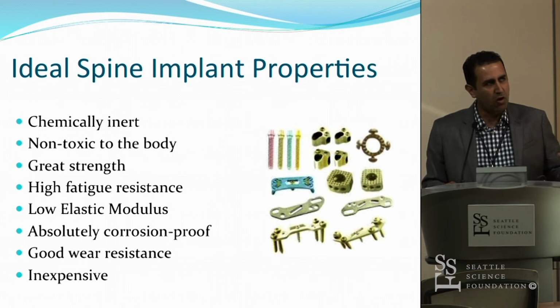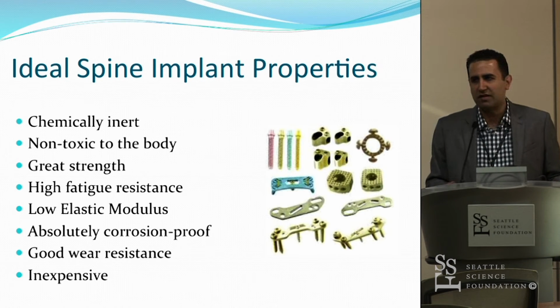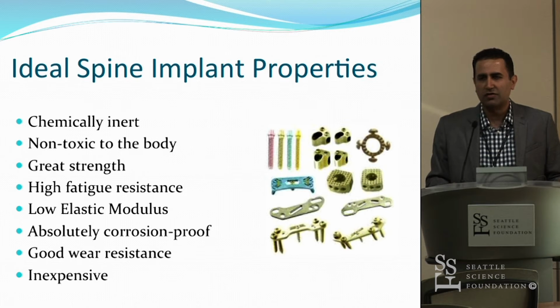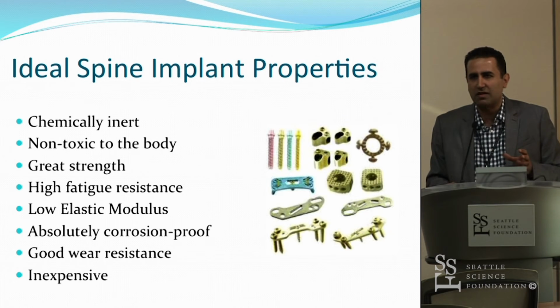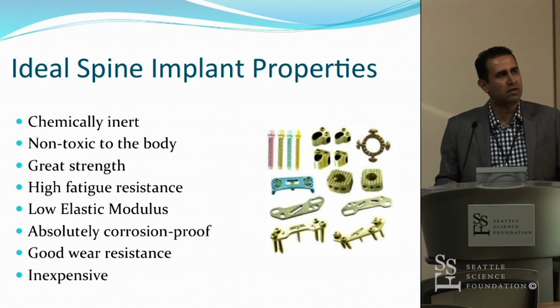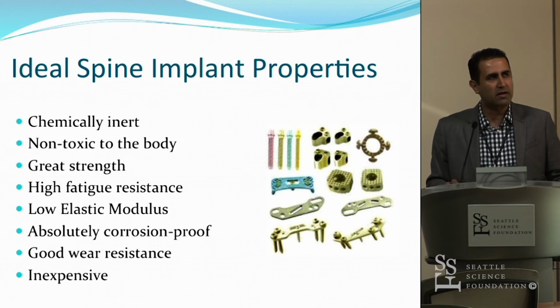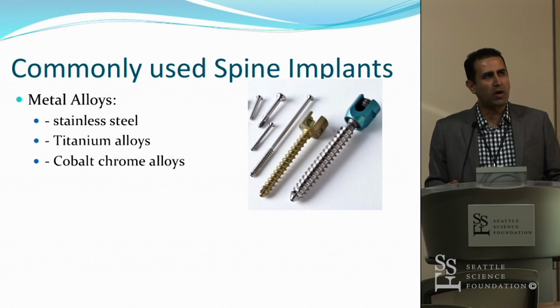It's got to be strong. It's got to resist cyclical load and fatigue. It should have a low elastic modulus, so despite the amount of stress that's applied, the strain is little. It has to be corrosion proof, and that's related to its inertness. It's got to be able to resist wear over a period of time, and it's got to be inexpensive. So what do we use?